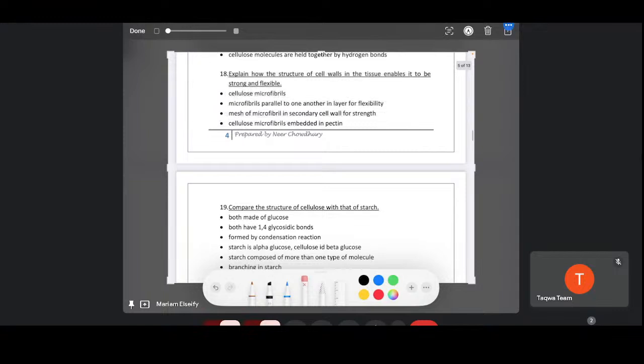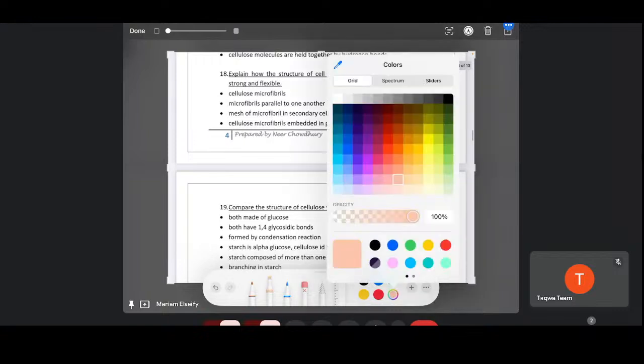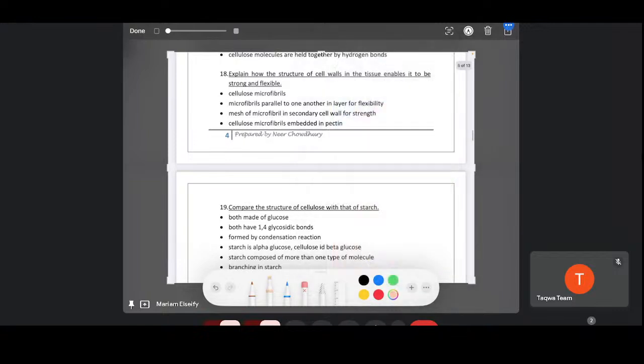Again, let's just give a name for this. We said here, explain how the structure of cell walls in the tissue enables it to be strong and flexible. So we're talking about cell walls, right? But what in cell walls makes it strong and flexible? The cellulose. Cellulose only? No, the cellulose microfibrils. So why are the cellulose microfibrils important? Because the microfibrils are parallel to one another in a layer for flexibility, and the mesh of microfibril in the secondary cell wall is for strength. Also, the cellulose microfibrils are embedded in pectin.